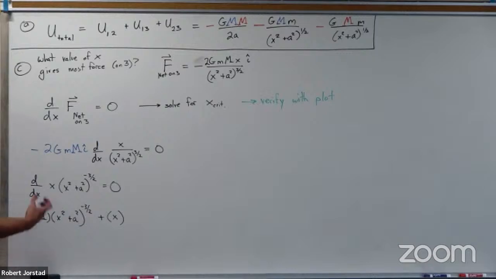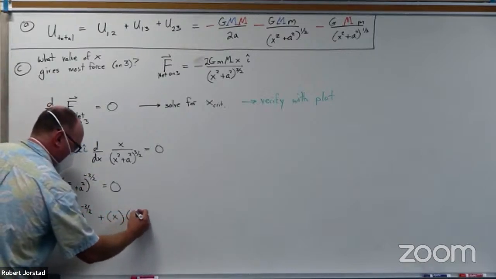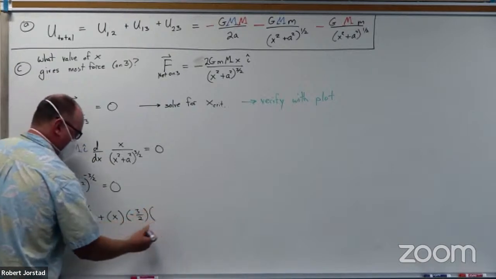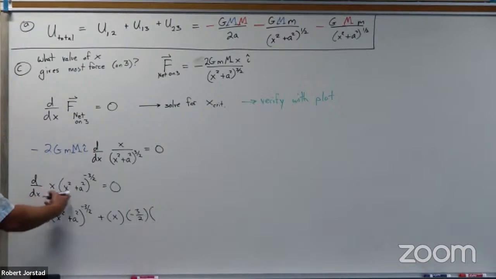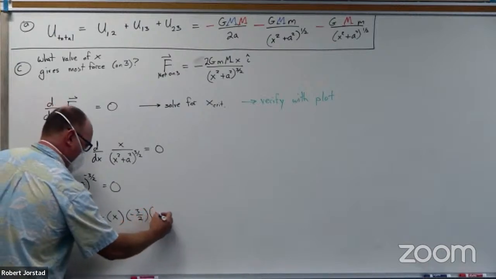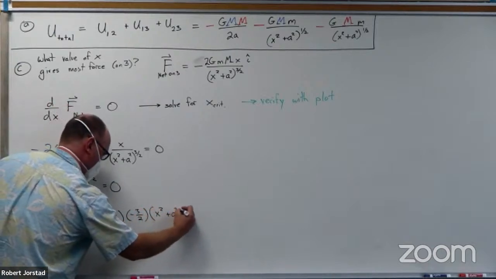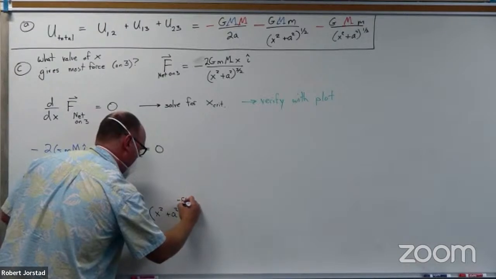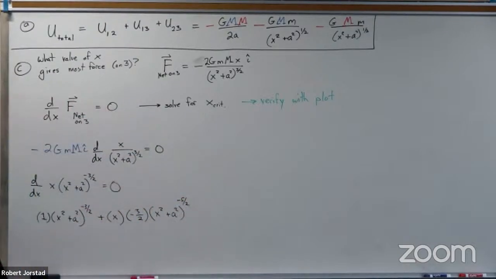Okay, so what's the first part? Bring the power down. What's the next part? I bring the power down. I have to remember this to the power minus 1, right? Negative 5 halves. Or are we done? Or is there more? Take the derivative of what's inside. What's the derivative of what's inside?